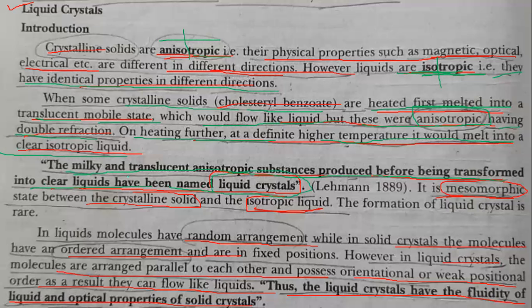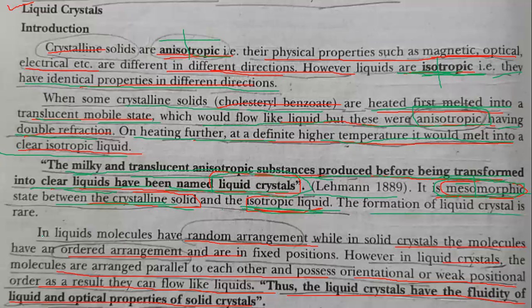The milky and translucent anisotropic substance produced before being transformed into a clear liquid has been named a liquid crystal, and this was named by Lehmann in 1889. It is a mesomorphic state between crystalline solid and isotropic liquid. Meso means in between. It shows a double form, that of crystal and liquid. So it is an intermediate form of crystalline solid and isotropic liquid.